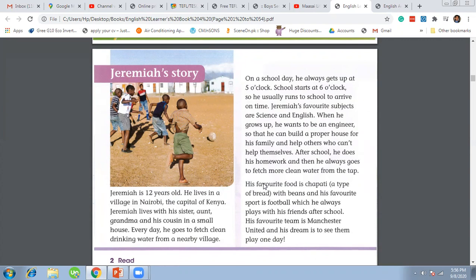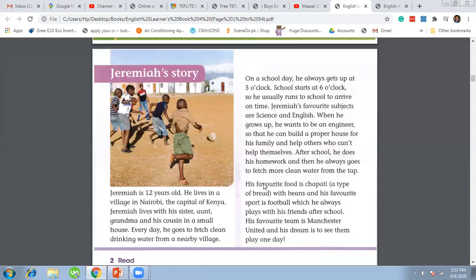Capital, what does it mean? Capital cities usually have all the administration offices, the government offices. So Jeremiah lives with his sister, aunt, grandma, and his cousin in a small house. Every day he goes to fetch clean drinking water from the nearby village. On a school day, he always gets up at 5 o'clock. It's all the story about his daily routine, how he's spending his day.